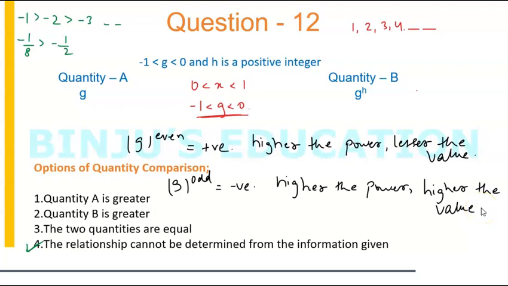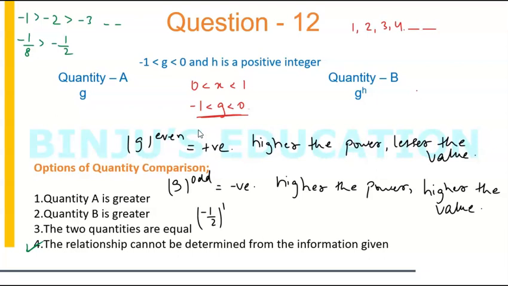Higher the power, higher the value. For example, if you do minus half to the power 1, when I write even and odd, I'm only taking positive integers into consideration. If I also bring in the negative part, then the question will become too long. And we have discussed this case also, when the value of the expression is between -1 and 0, and the exponent or the power is positive, negative, even, and odd. So we have considered all the four cases.